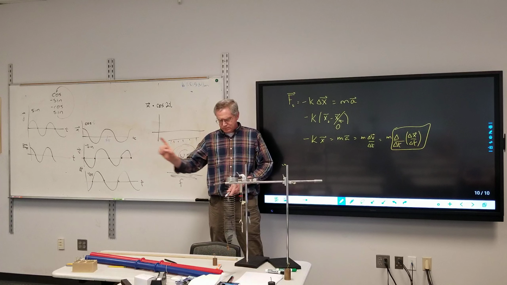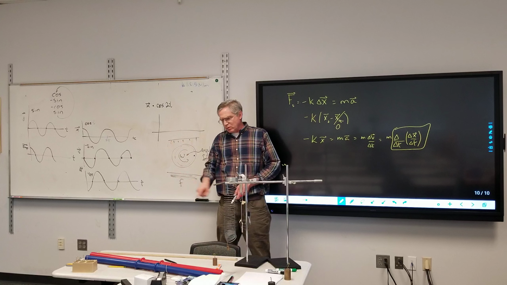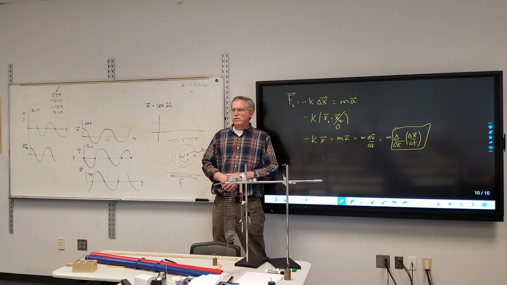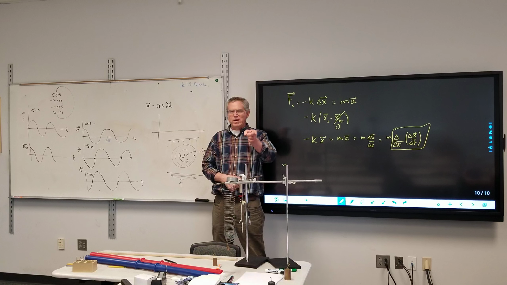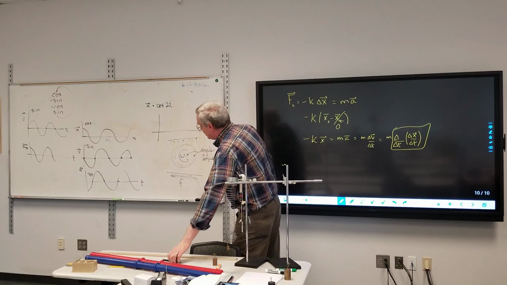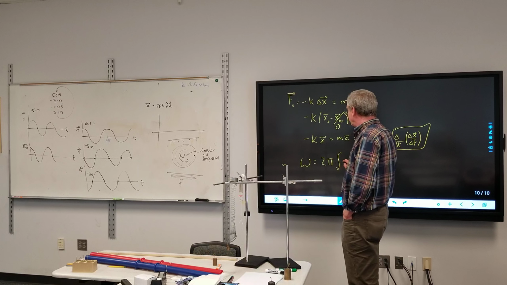So back and forth is one cycle. How many radians does the wheel undergo in one cycle? How many radians around this circle? 2 pi. So the relationship between angular frequency and frequency is a factor of 2 pi, and so we have omega, my angular frequency, is just 2 pi times the frequency.